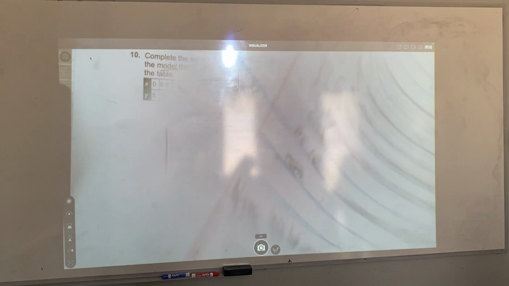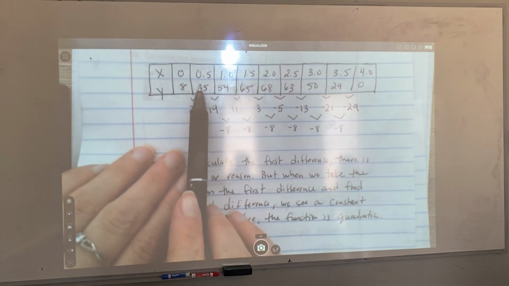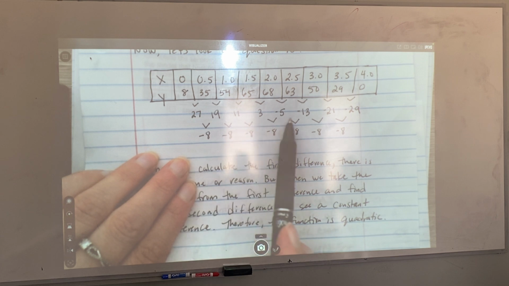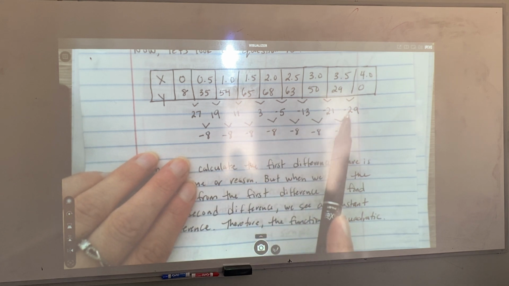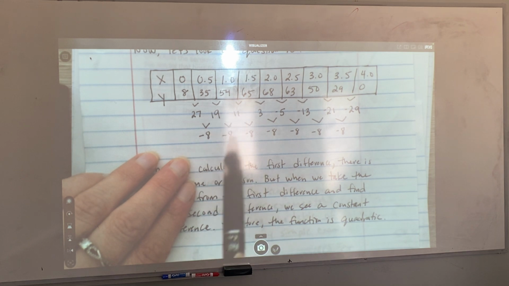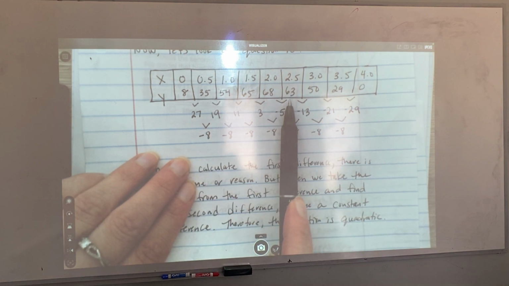Now, here, I wrote this because I just want to show you that in this example, if you get out your calculator and you do 35 minus 8, 54 minus 35, 65 minus 54, you're going to get all these wacky numbers. You're going to be like, I don't get it. I don't know what it is. Well, take that first difference and see what the second difference is. 19 minus 27, -8. 11 minus 19, -8. And I know I'm going fast, but when you do this with the calculator, it goes nice and fast. You're going to see that there's a common second difference in this table from question 10.